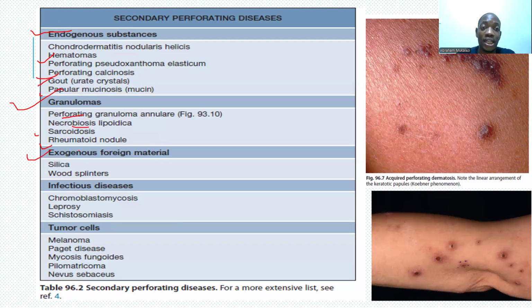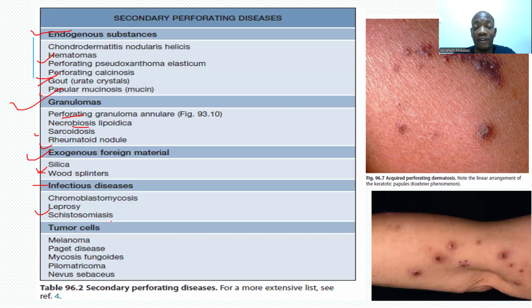Then you can also have exogenous foreign material that can cause perforation. Things like wood splinters, silica, all this can come from outside and give you a perforation through the skin. So as I told you earlier, sometimes the perforation is from up going downwards or from down going up. For example, in a wood splinter, the splinter is coming from outside the body, going through the skin, so it also becomes a perforating dermatosis. Then infectious conditions like chromoblastomycosis can also have a perforating aspect, as well as leprosy and schistosomiasis.